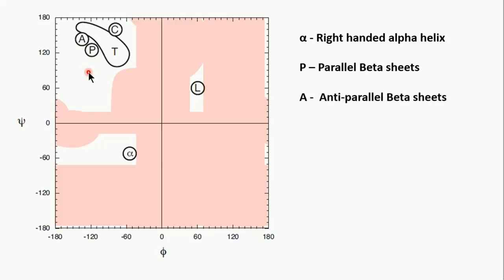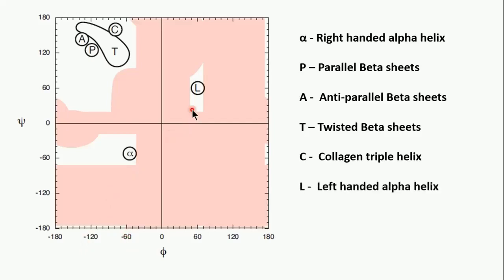Then A is anti-parallel beta sheet, it's nearly coming in the same region. Then T is twisted beta sheets. Then C is collagen triple helix. So all of these structures are having positive values of psi and negative values of phi. Finally L is left-handed alpha helix, which is having positive value of phi as well as positive value for psi also. So in this Ramachandran plot we have learnt that different secondary structures are having different sets of phi and psi values, and these different sets of phi and psi values are decided based on their stability.